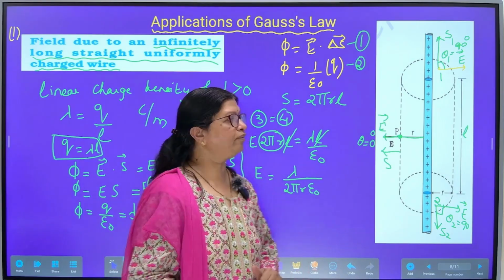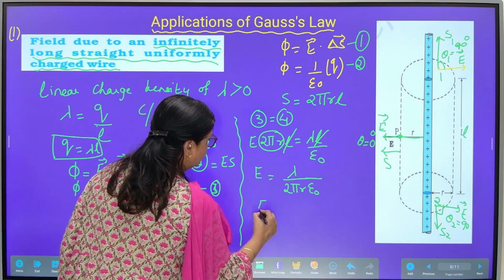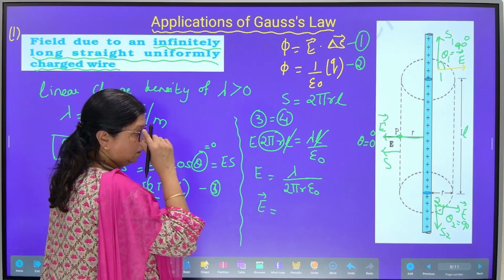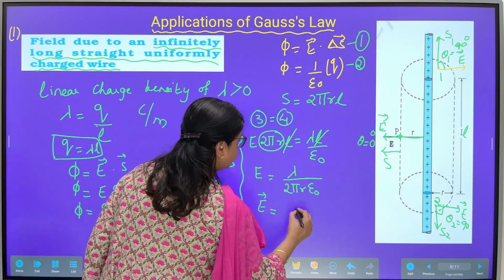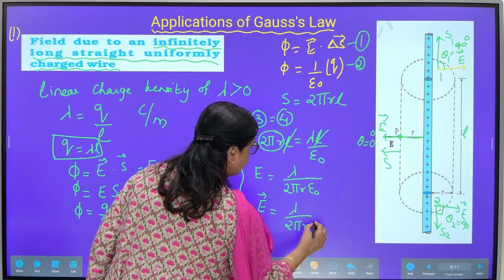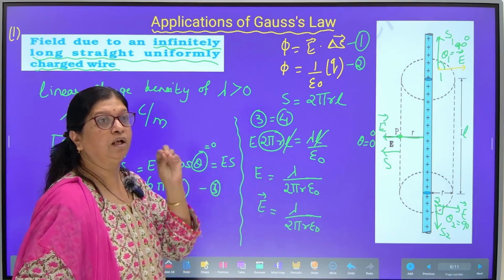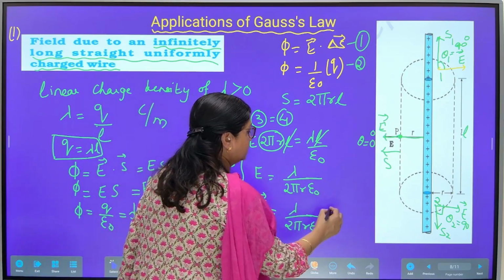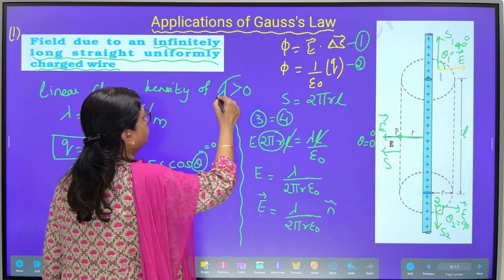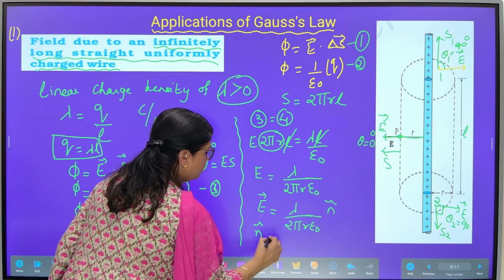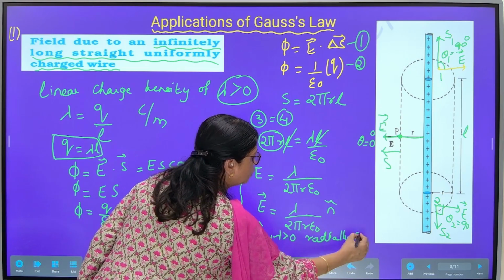Clear? Okay. Now, if I want to write the vector notation of this formula, I can write E arrow, which is a vector notation, because you know that E is a vector. So E is equal to lambda upon 2 pi r epsilon naught, where r is constant for a particular situation where I have taken the Gaussian surface of radius r. So it is going to be constant for this situation. So how do I understand the direction of E? By n cap. What is n cap? For lambda greater than 0, n cap will be radially outwards.